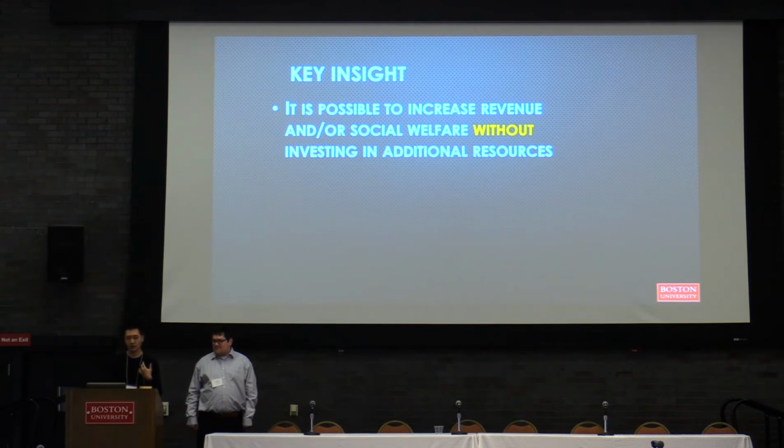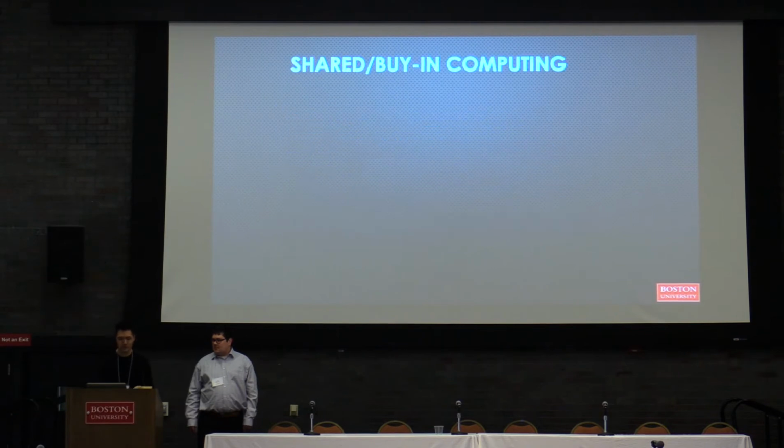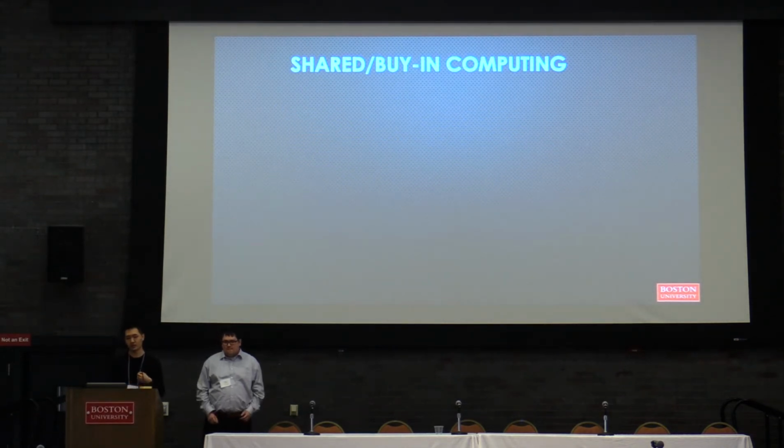And how are we able to do that? We can achieve that goal by judicious pricing and resource allocation, so that we can get the users to behave the way we expect them to, even if they only care about their own utilities. So next, we want to go a little deeper into our work and show what we found.